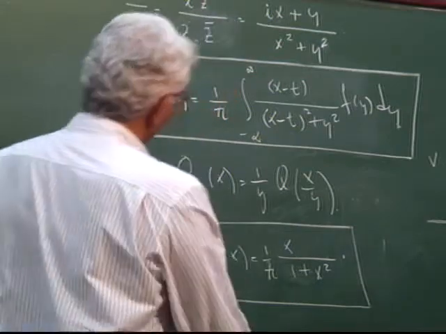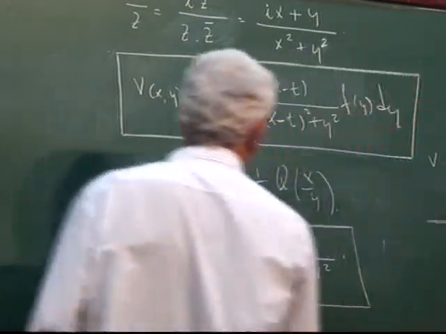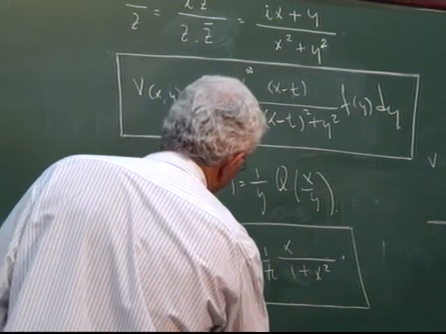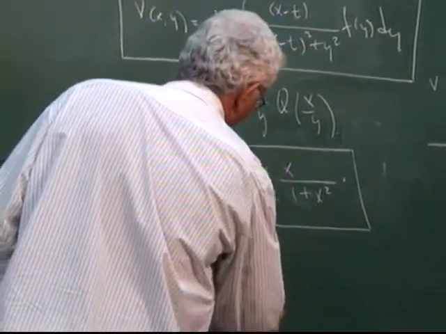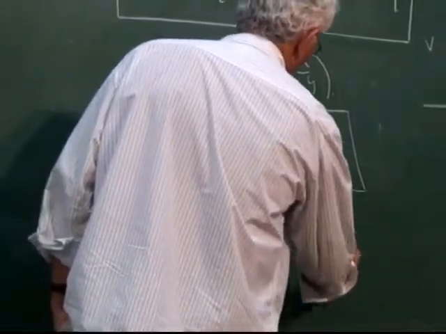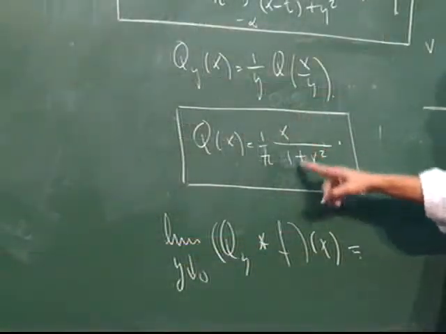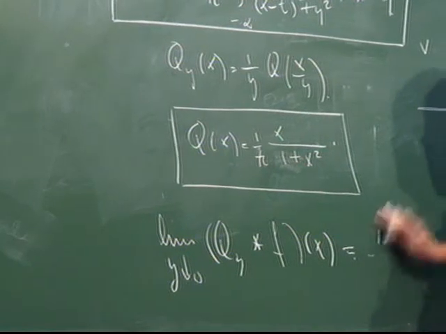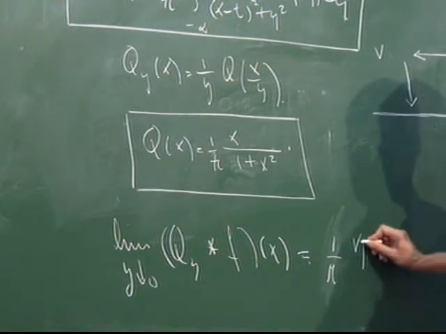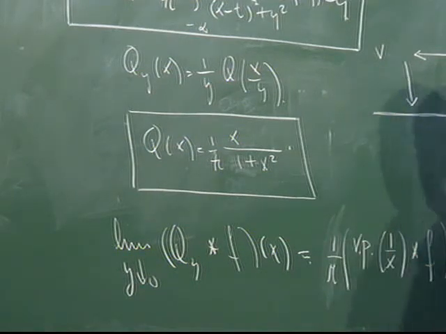Okay. Then you ask the question, what is the boundary value that you reach when you take the limit here? What is the limit when y tends to 0 of q_y convolution with f of x? Then since this is important, you will see that you can prove that this is going to be equal to 1 over pi convolution with the principal value of 1 over x of f of x.